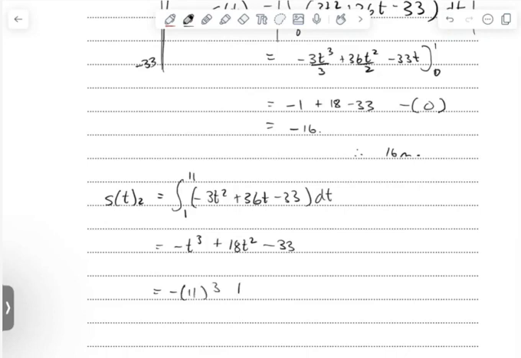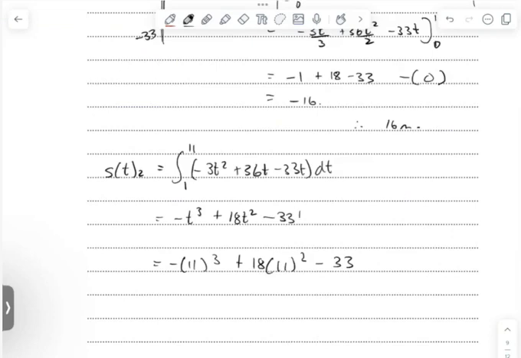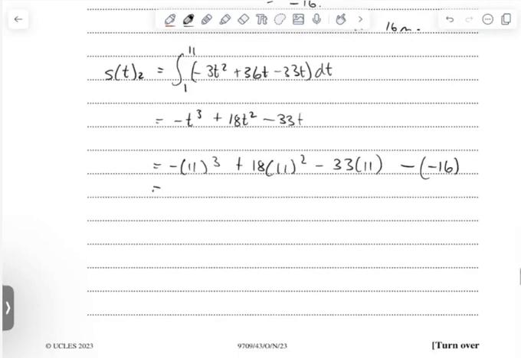Minus 11 to the power 3. There should be a 33t. 33 times 11, and then I say minus, and then I know my answer is minus 16. Okay, so the minus is important there. Okay, plus 18 times 11 squared. So what I'm going to do, I'm going to write down, before I give the final answer, this is 484, and then minus minus becomes a plus. That becomes plus 16, which is just 500.